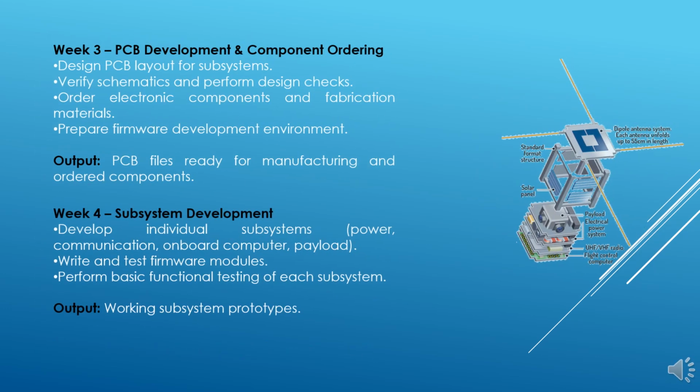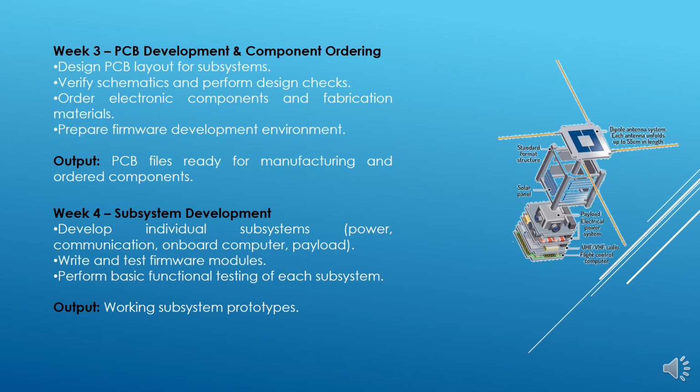The third week is PCB development and component ordering. The PCB layout is designed and components are ordered, with PCB files ready for manufacturing. In week 4, subsystem development, the individual subsystems are developed: power, communication modules, and the onboard computer are developed and tested, giving working subsystem prototypes.